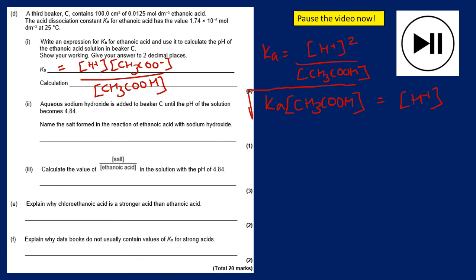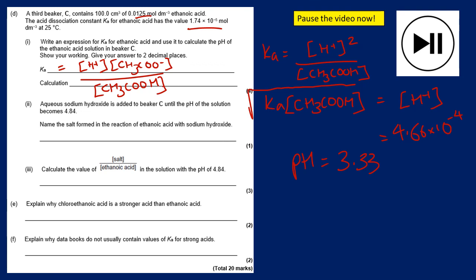We know the Ka value, we're given it in the question. We're also given the concentration of the acid. So we're going to do 1.74 times 10 to the minus 5 multiplied by 0.0125, equals, square root. That will give us the H plus concentration, which I get as 4.66 times 10 to the minus 4. And then pH is equal to the minus log of 4.66 times 10 to the minus 4, which gives me 3.33. There's 4 marks.